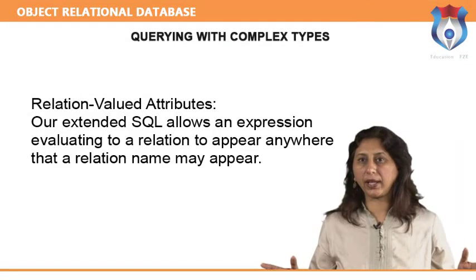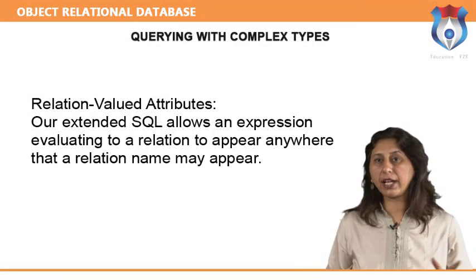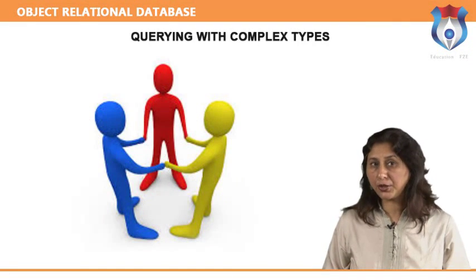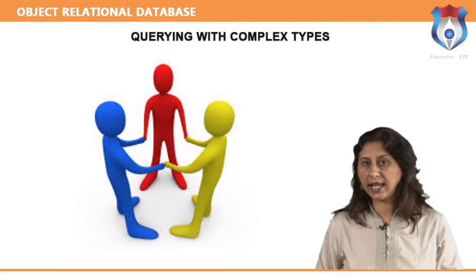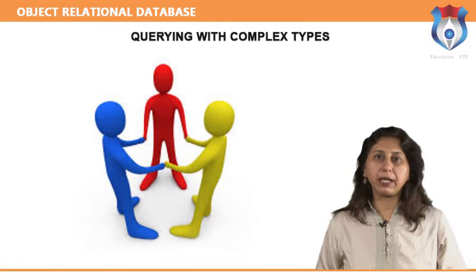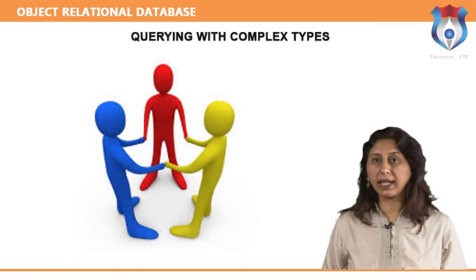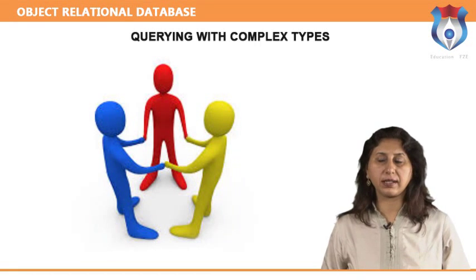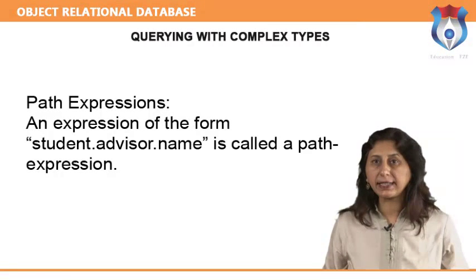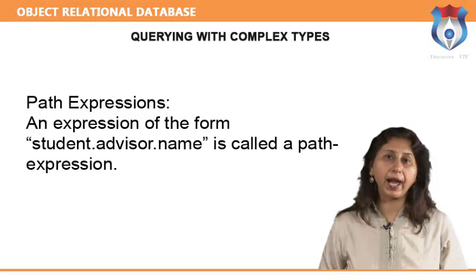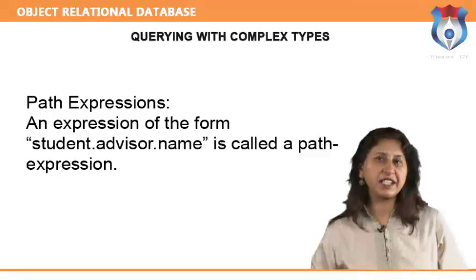Our extended SQL allows an expression evaluating to a relation to appear anywhere that a relation name may appear. The ability to use subexpressions freely makes it possible to take advantage of the structure of nested relations. Aggregate functions can be applied to any relation-valued expression, such as select name, count(author list). An expression of the form student.advisor.name is called a path expression. References can be used to hide join operations, and thus the use of references simplifies the query considerably.